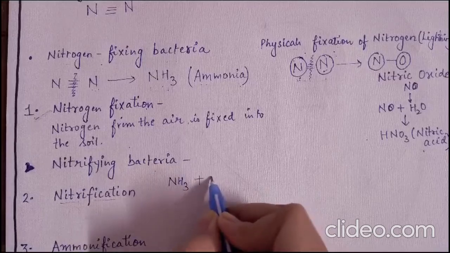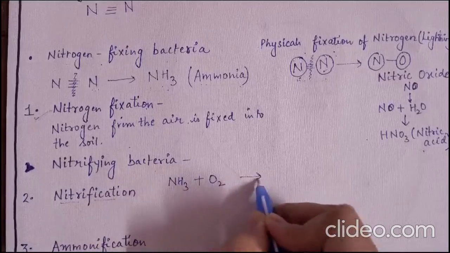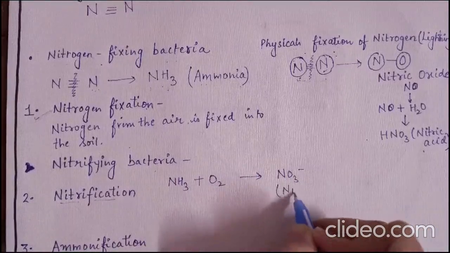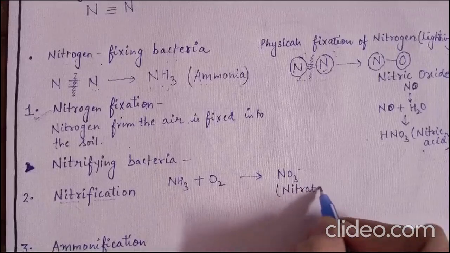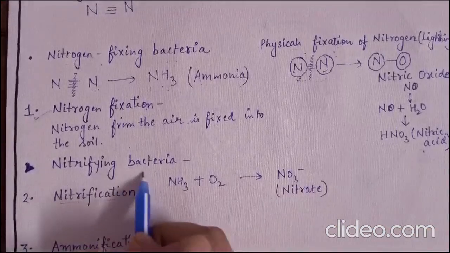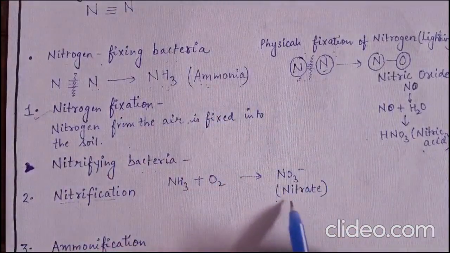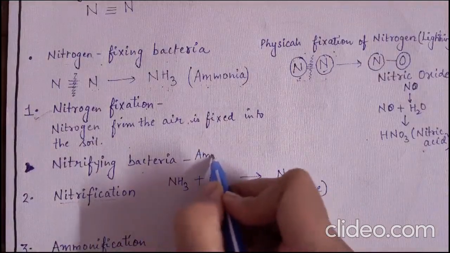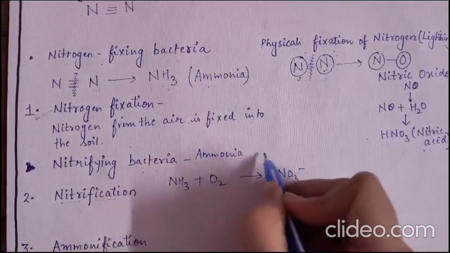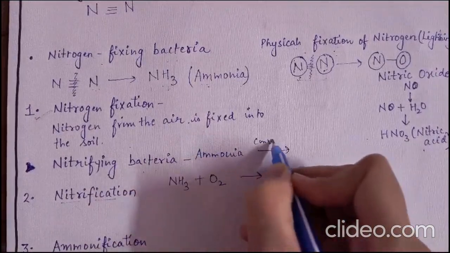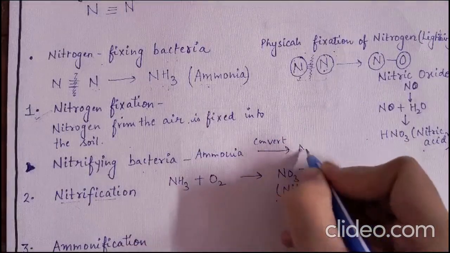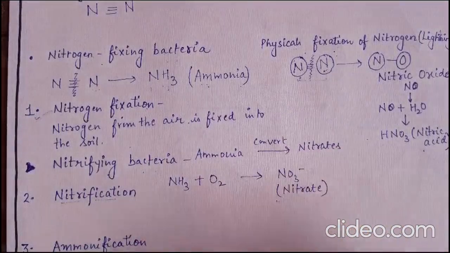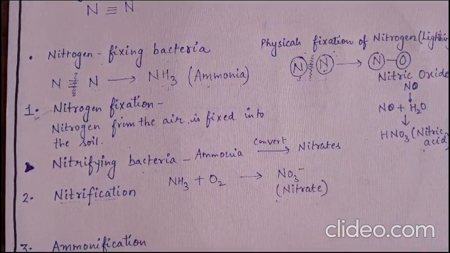So basically they add oxygen to make NO3 minus, which is known as nitrate. All right, so what do nitrifying bacteria do? They convert ammonia into nitrate. So we can say nitrifying bacteria convert ammonia into nitrates, and then again this nitrate can be utilized, it can be assimilated by the plant.